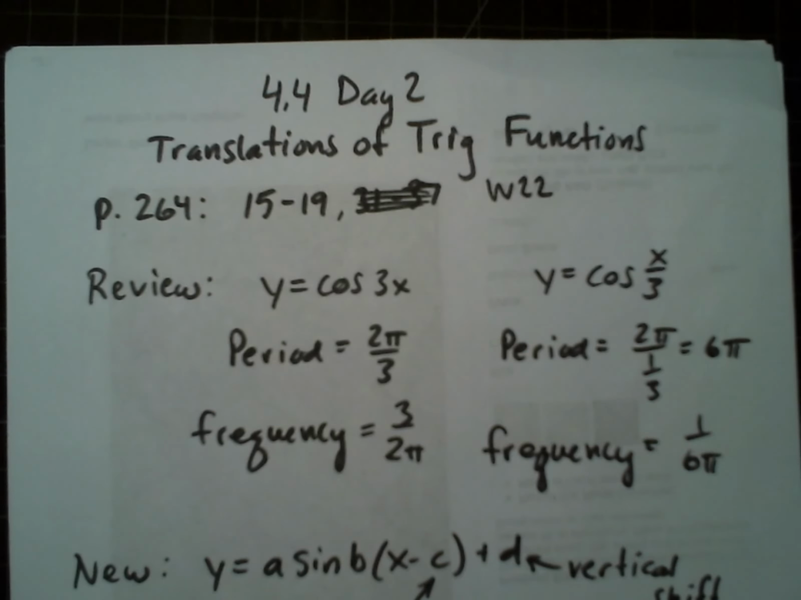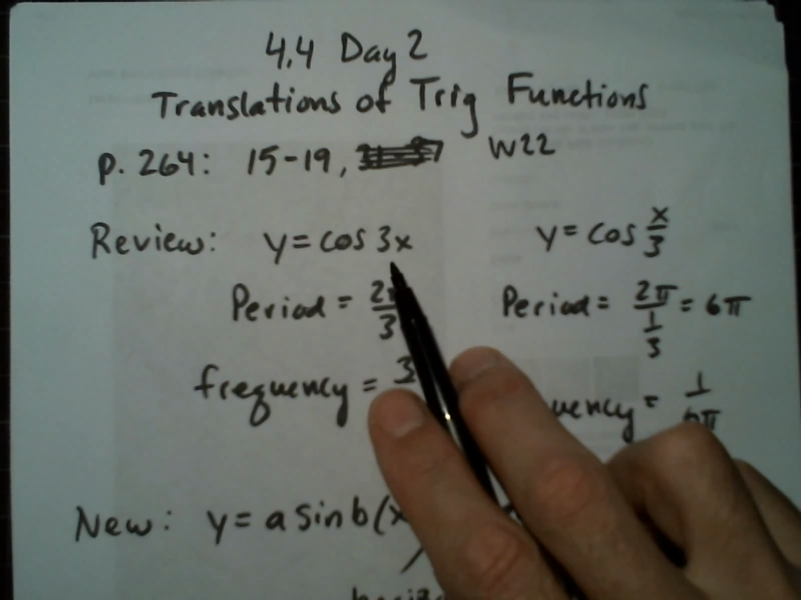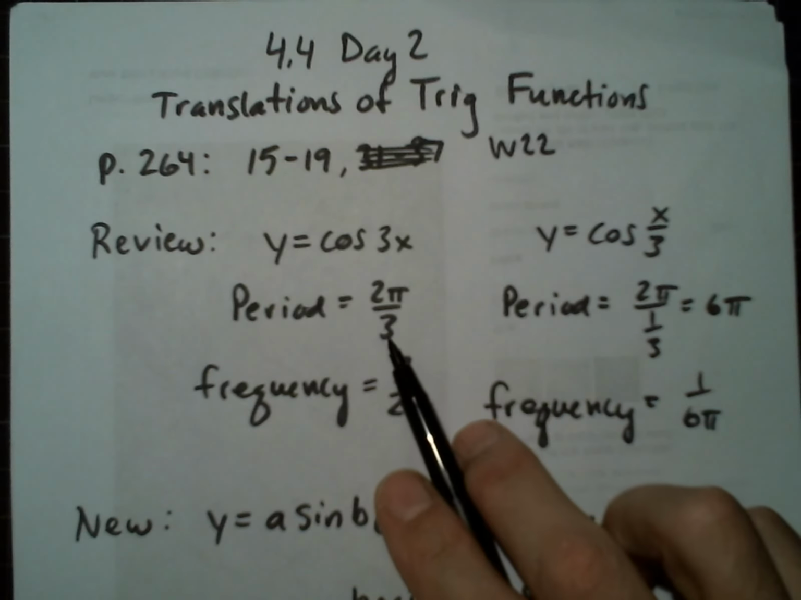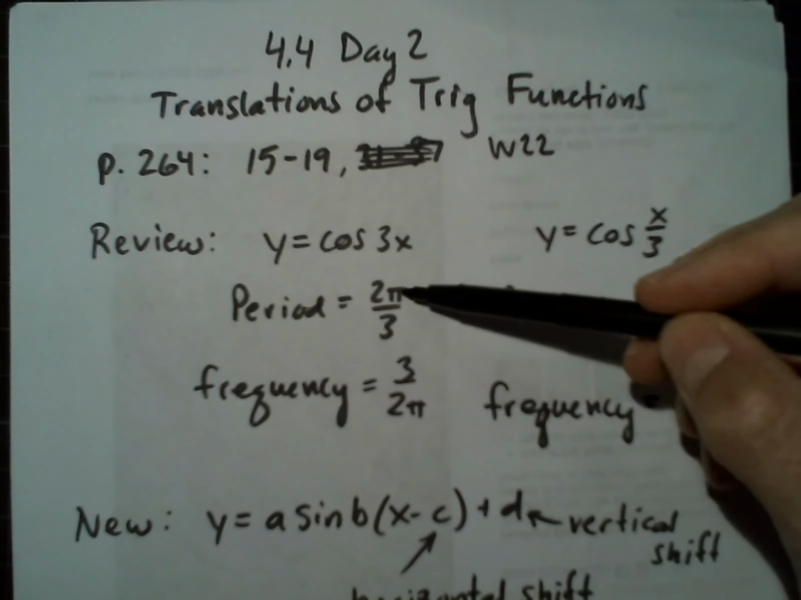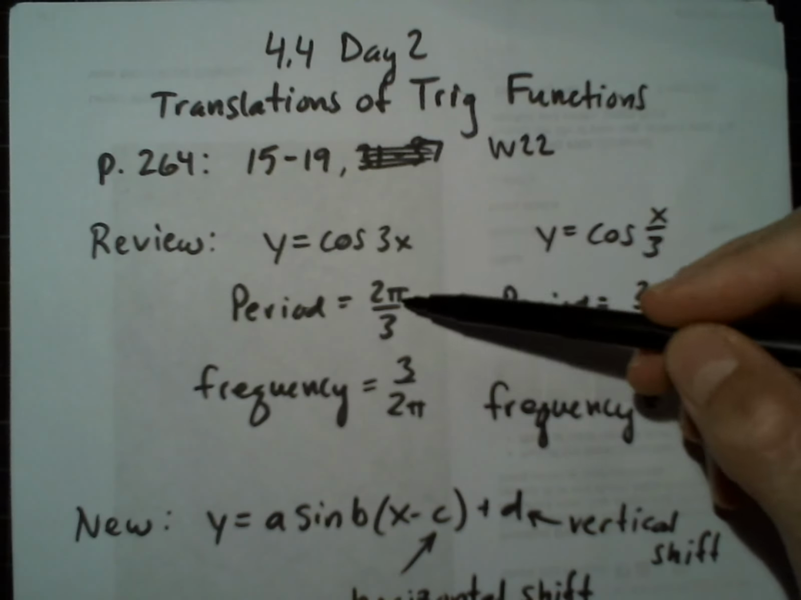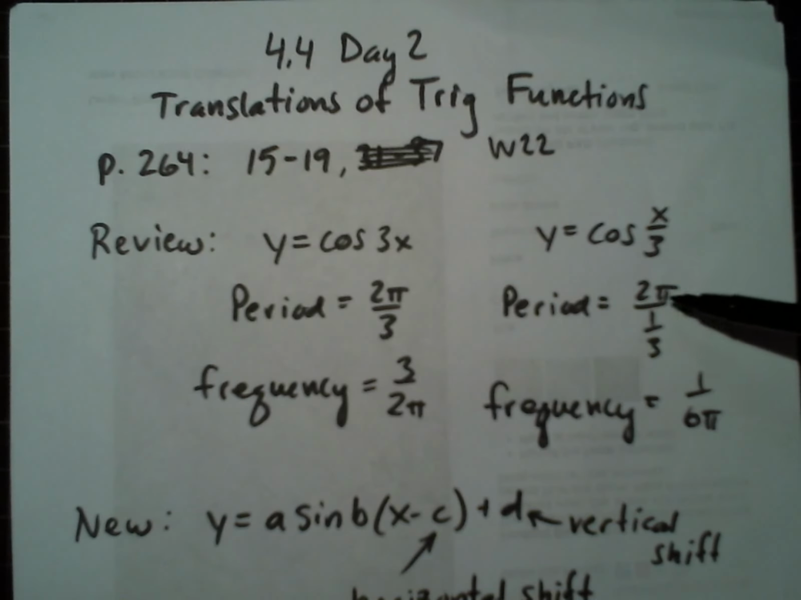In the previous lesson, we talked about dilations of trig functions, and now we're going to add translations. In the last lesson, we looked at this as a dilation. It affected the period, and we have a formula for the period, which is 2 pi divided by whatever this number is. Here, we don't divide by 3. This is actually a 1/3, so we'd go 2 pi divided by 1/3, and that would give us 6 pi.